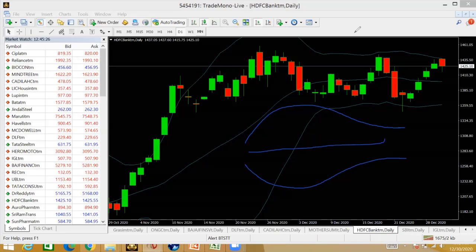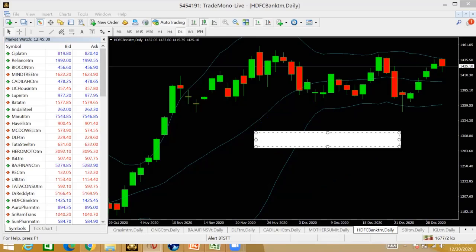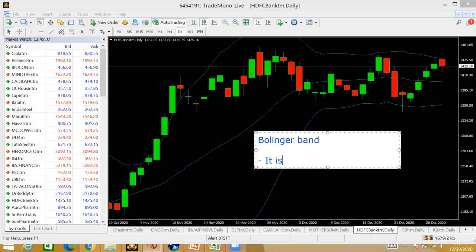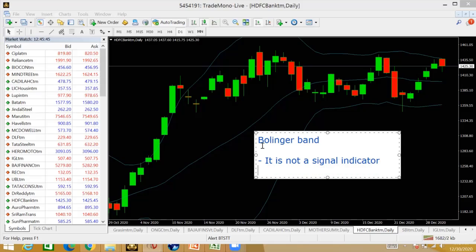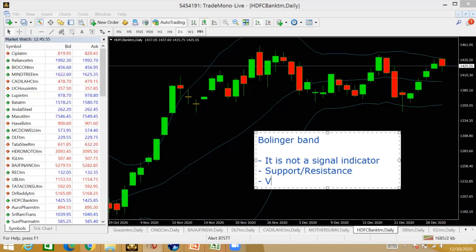So what needs to be understood by this band? This is the Bollinger Band. First of all, it is not a signal indicator. It is not going to give you fresh buy and sell entries. It is only going to show you support and resistance, and volatility.